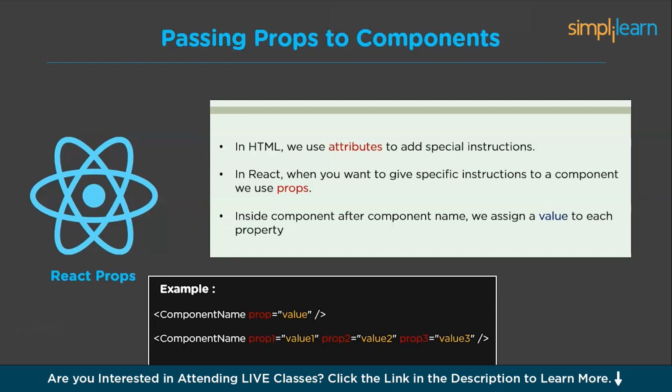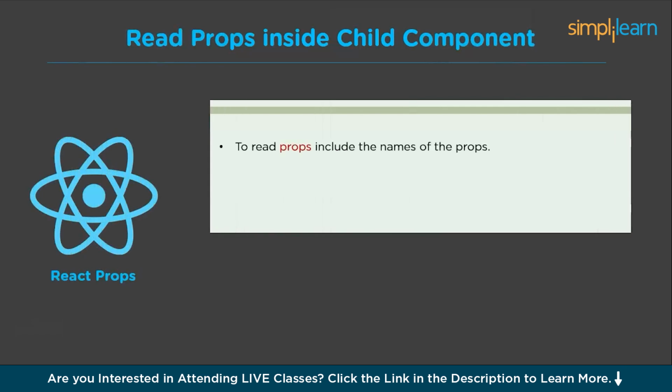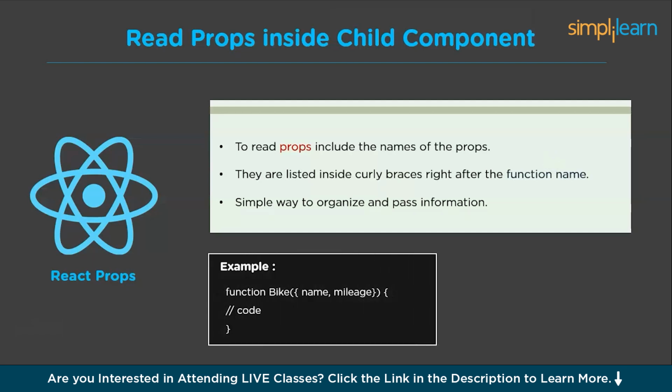Now let's understand how to read props inside the child components. This is how you can pass props from parents. Now we will understand how to read props in the child components. To read the props inside the child component, you have to include the names of the props. They are listed inside the curly braces, right after the function name. So when you see something like function name, in this example function bike, then name and mileage inside the curly braces.